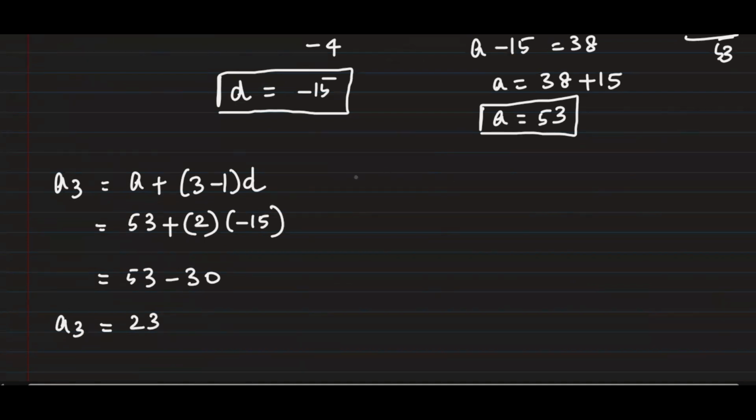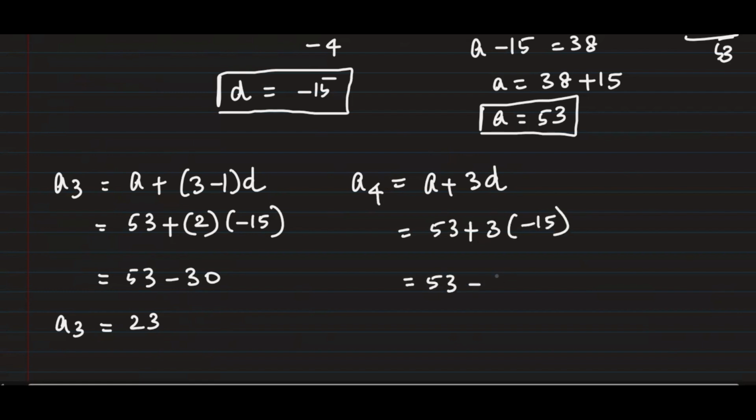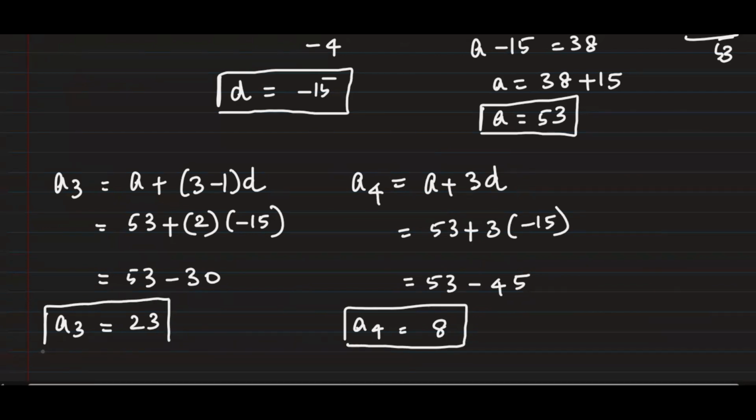So this is the third value, A3. Now let's find what is A4. So A4 is equal to A plus 4 minus 1, which is actually 3D. So the A value will be 53. 53 plus 3 into D, which is negative 15. So 53 minus 3 into 15 will become 45. So minus 45. So 53 minus 45, that will become 8. So the A4 value is 8. So A3 is 23 and A4 is 8.